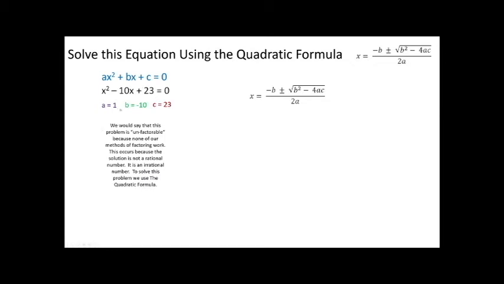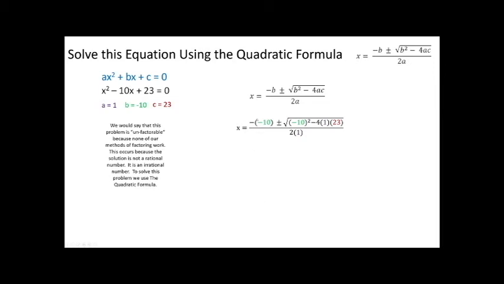Once I know those, I'm going to plug those into the quadratic formula, like this. Notice, b is negative 10. The formula says use the opposite of b. Since b was negative 10, I'm going to do the opposite of negative 10, plus or minus b again, negative 10 squared, minus 4 times whatever's in the a position, that's the 1, c is the 23, over 2 times 1. I'm just going to plug those numbers in.